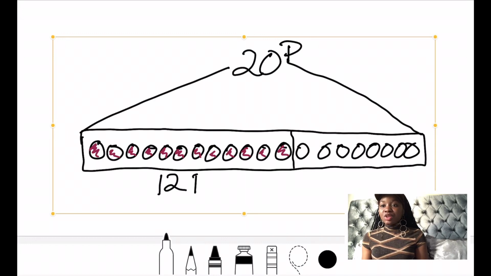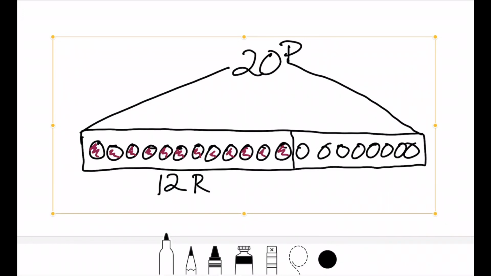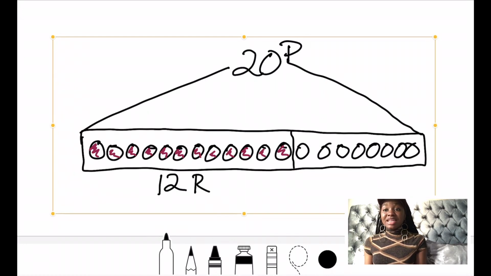Let's remember what we are trying to find. We know Miss Swain has 20 plants, and 12 of those plants are roses, and the rest are sunflowers. Oh yeah, we are trying to find how many sunflowers. Help me count what's left after taking 12 apart from our 20.